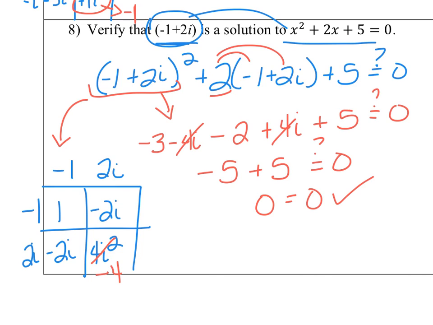So this is what it should look like in the end. You squared it. Got negative 3 minus 4i when you squared it. Distributed that through. The negative 4i and the positive 4i canceled out. Combine these like terms, and you get negative 5 plus 5, and that's 0. When you're verifying, one side has to equal the other side. You cannot stop at this step. You have to go to the last step where one side is equal to the other side.